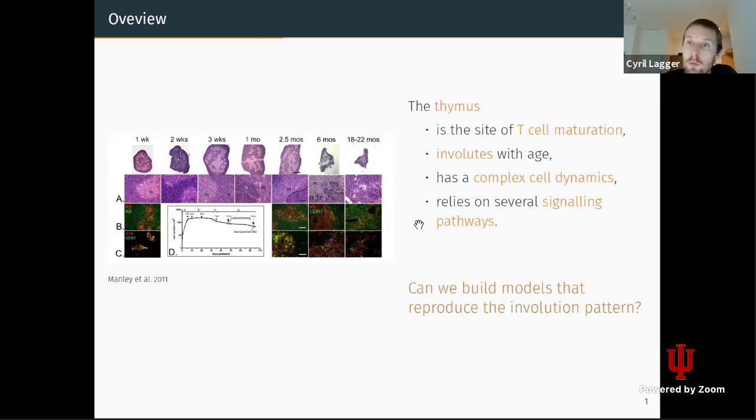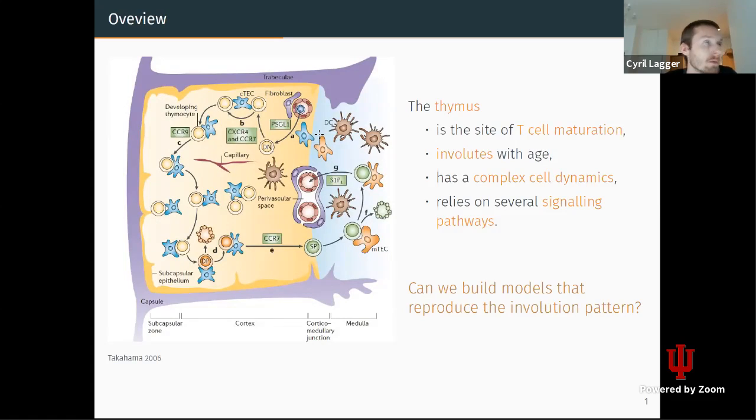So the idea is, can we build some models of this process and learn about particular dynamics that could help us understand why this happens? Because this is a very important process for the immune system in humans and vertebrates. Involution has been related to numerous diseases and cancer. You can see there is a complex process of thymocytes, progenitor T cells, entering the thymus. They undergo proliferation, differentiation, apoptosis, until at the end they give rise to mature T cells.